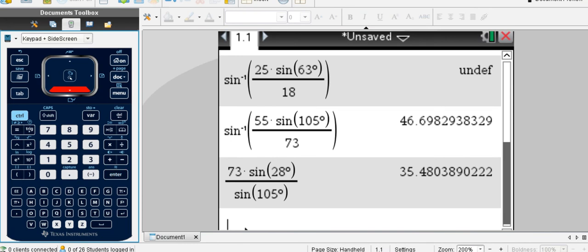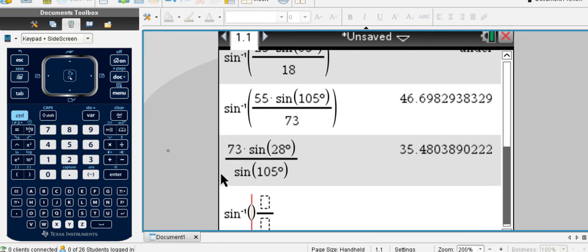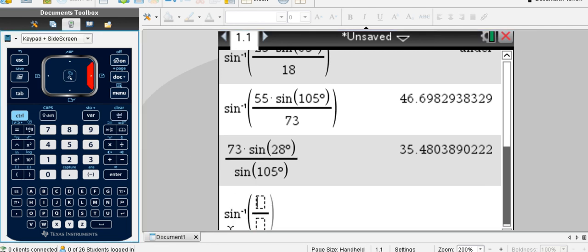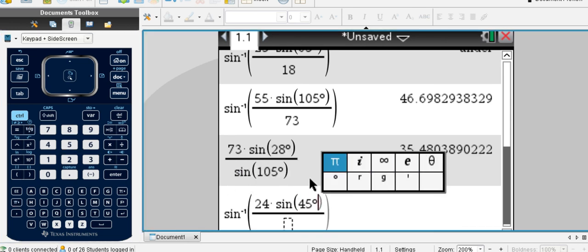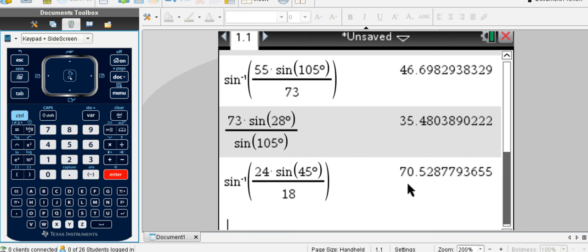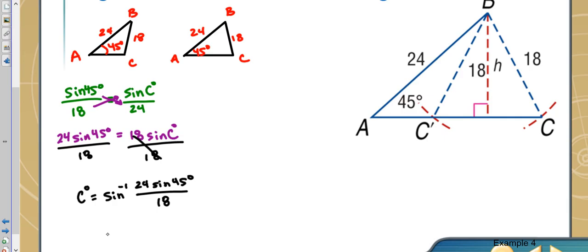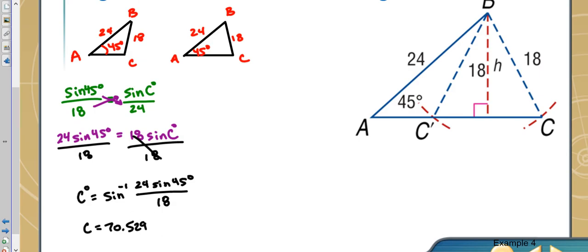So let me get where we can see this here. I forgot to do sine inverse out front. I'm sorry. Trig, sine inverse. And now I need to delete this. Okay. We had in the numerator 24 sine of 45. 24 times sine of 45 degrees divided by 18. And we get that it's 70.528, we'll say 70.529 degrees. So C equals 70.529 degrees.